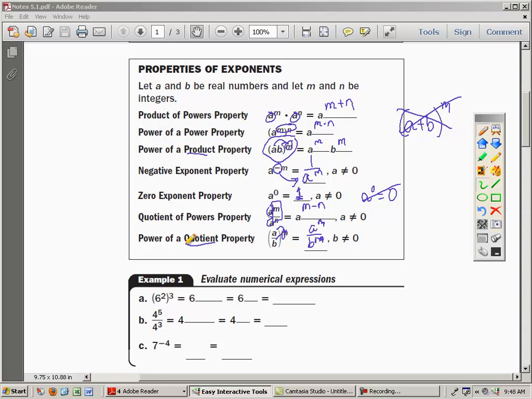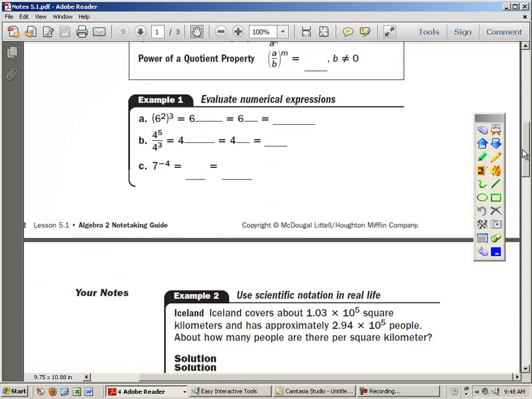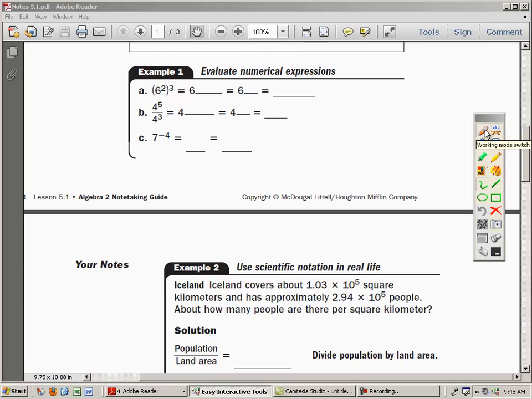All right? So let's get into some practical examples here, and let's take a look at evaluating some of these things. First of all, this is 6 to the 2nd, then to the 3rd. That becomes the same thing as 6 to the 2 times 3 power, because anytime you have a power to a power, we simply multiply. So that becomes 6 to the 6th power, and 6 to the 6th power is quite a large number, 46,656. All right, 4 to the 5th over 4 to the 3rd, remember, same bases. We simply subtract the exponents.